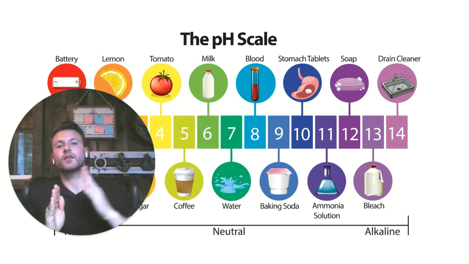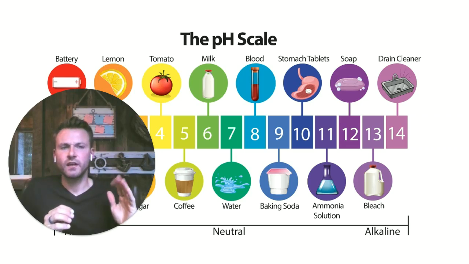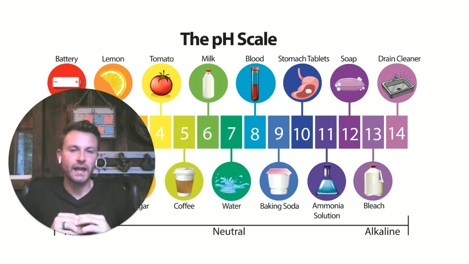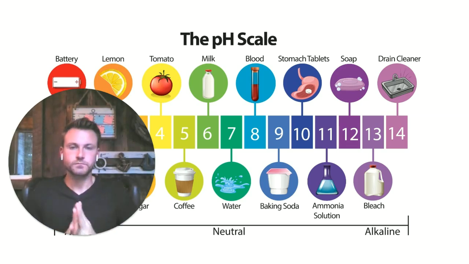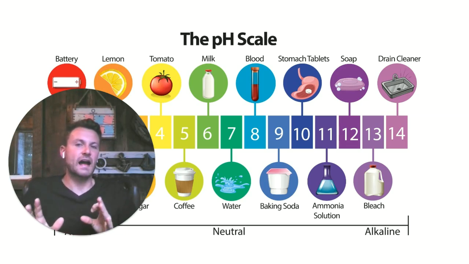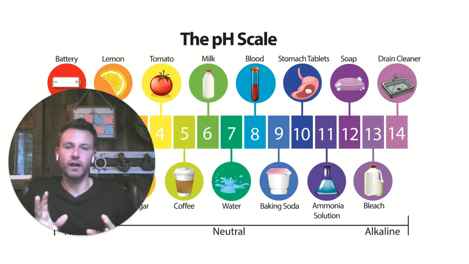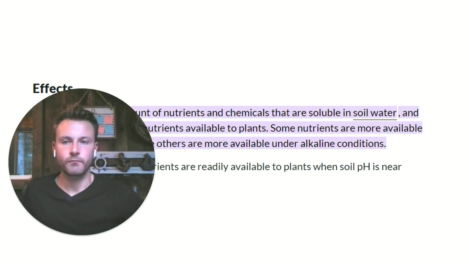Now it goes all the way to the other end of the spectrum, which are more basic solutions. 14 is the most basic solution, which would be drain cleaner. Soap is a 12. Stomach tablets is 10. Blood is 8. And then right back to 7, which is right in the middle. In general, plants are going to want water that is running from that 5 to maximum 8 range, somewhere right in there. So we're talking about a relatively small area of the pH scale.